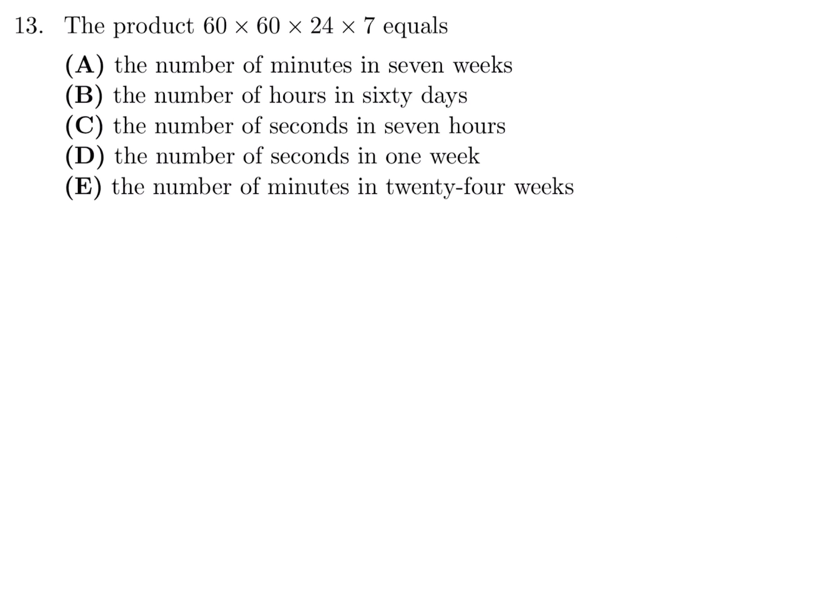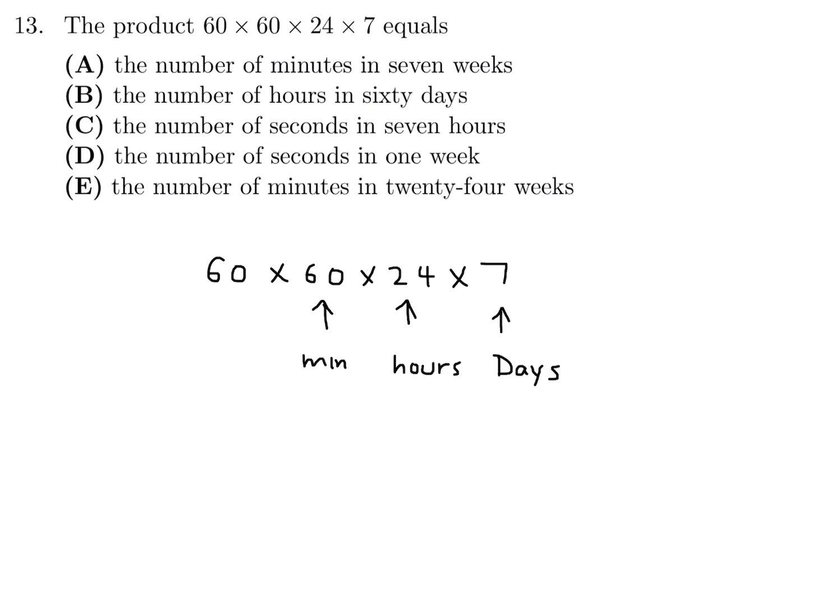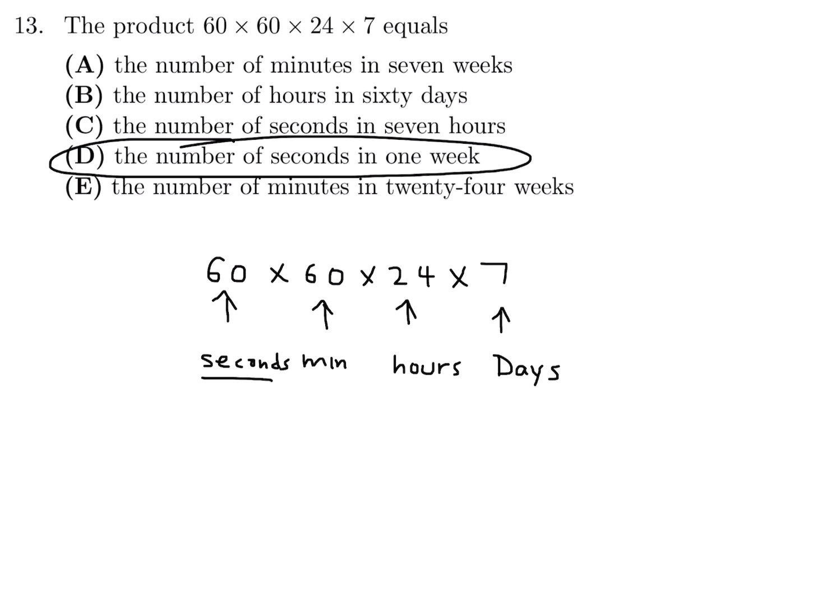The product 60 times 60 times 24 times 7 equals. So they've got 60 times 60 times 24 times 7. Well, the 7 represents the number of days in a week. 24 represents the number of hours in a day. 60 represents the number of minutes in an hour. And 60 represents the number of seconds in a minute. So this all is the number of seconds in 7 days, which is a week. So the number of seconds in a week, so 13, the answer is D.